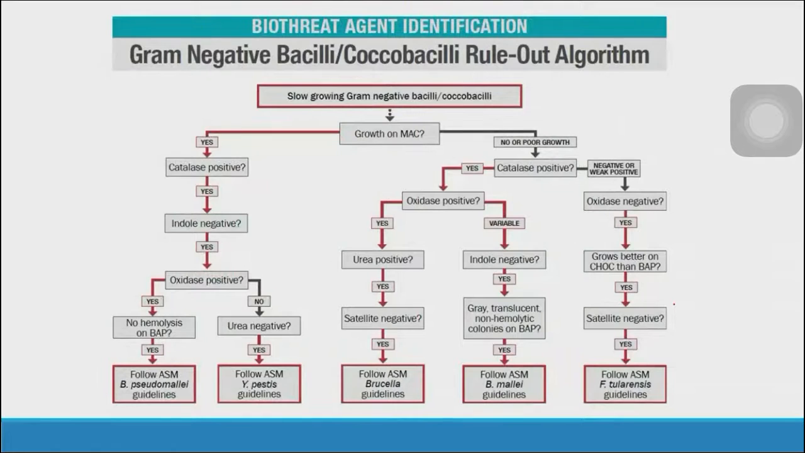Okay, so before dealing with that, ito yung rule out algorithm ng LRNB towards yung mga gram-negative bacilli and coccobacilli. Again, yung mga usual or routine organisms na na-encounter nila ay gram-negative bacilli and gram-negative coccobacilli. So again, may isang kasama na gram-positive. We have yung Bacillus anthracis.